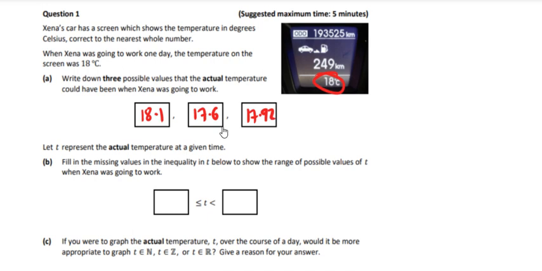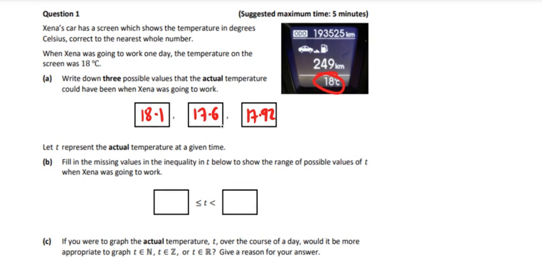But if you think about it, any of those numbers, if I was to round 18.1 off to the nearest whole number, it would round off to 18. If I was to round off 17.6, it would round to 18 as well. So it's an awkward kind of question. You have to think a little bit about it.